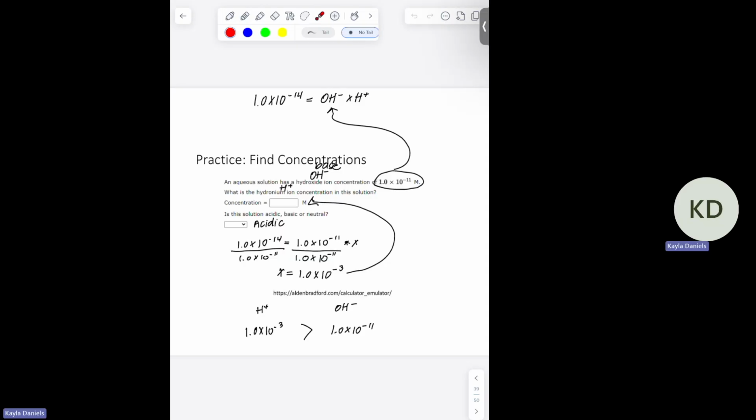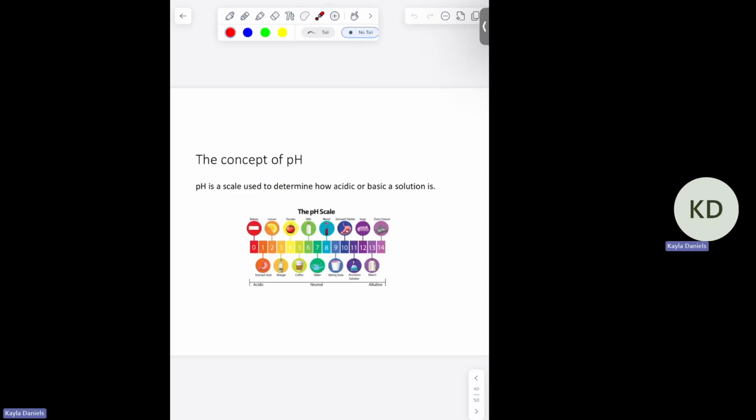So how does this relate to pH? That's where we're going to start for our little pre-lab lecture, okay? So pH you might be familiar with. It's a scale used to determine how acidic or basic a solution is. So we're going to relate this to what we just learned here in a second.